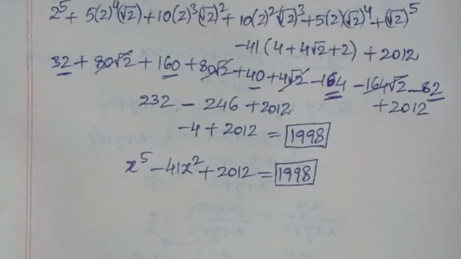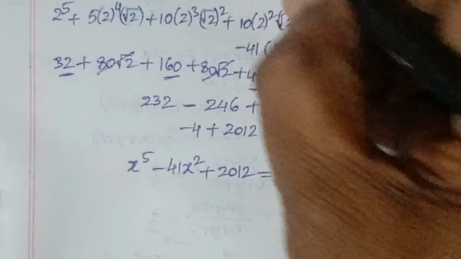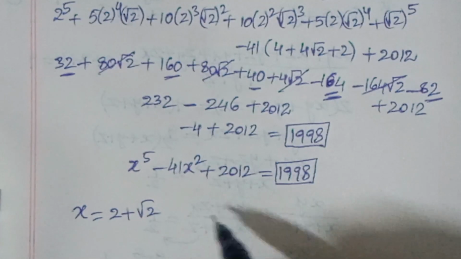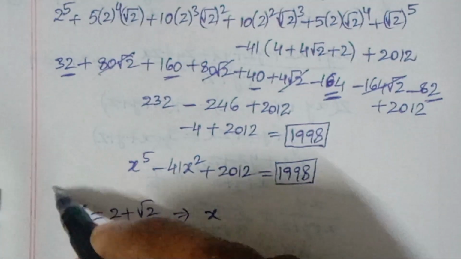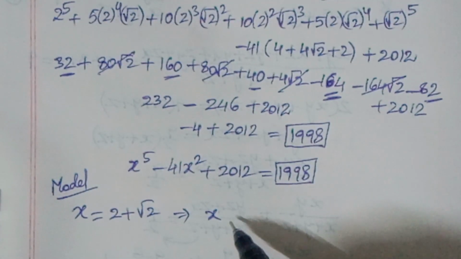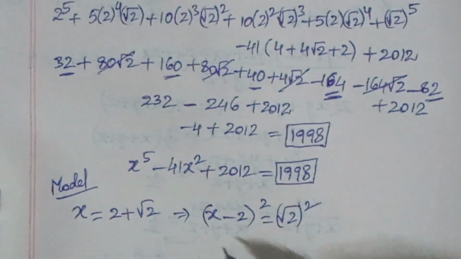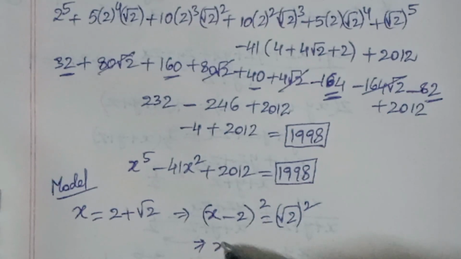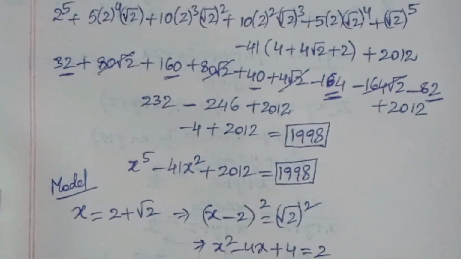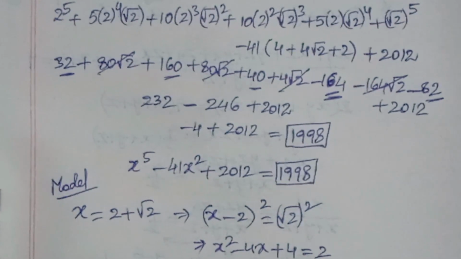We can do it in another method also. From this step, x is equal to 2 plus root 2. So here you'll get x minus 2 whole square is equal to root 2 whole square, squaring on both sides. So x square minus 4x plus 4 is equal to 2. x square minus 4x plus 2 equal to 0.